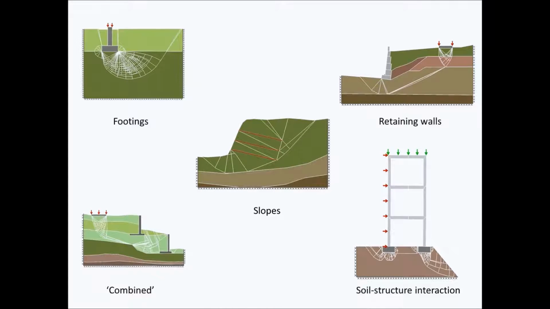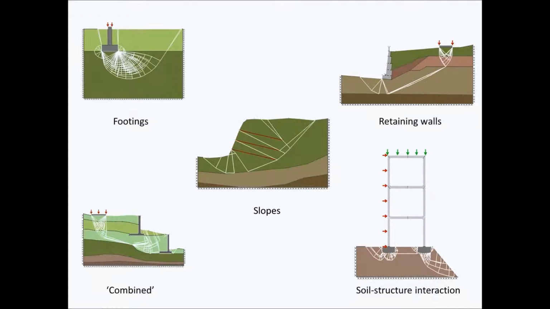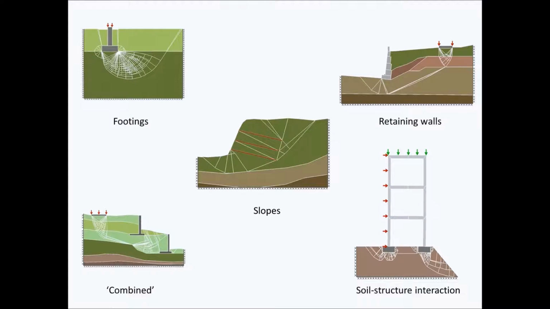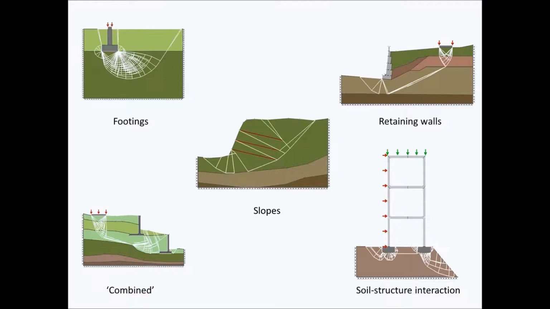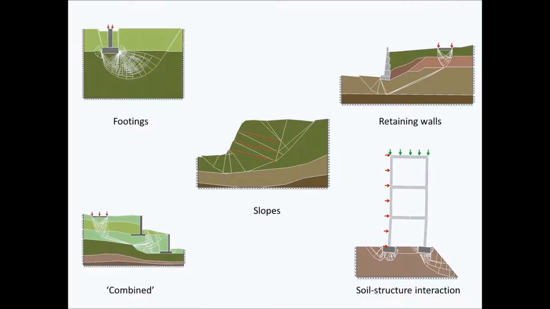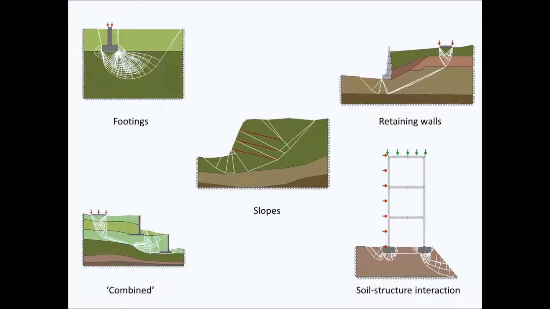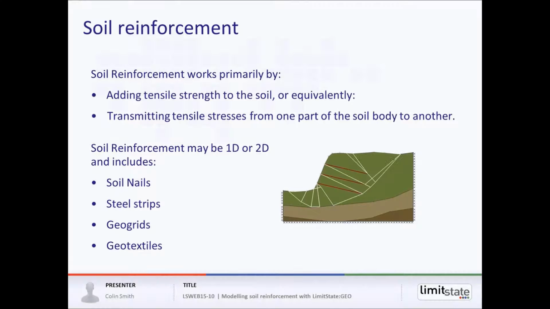Now, in geotechnics, such an approach allows LimitState GEO to determine the collapse state for any problem geometry. It's able to model slopes, retaining walls, structural elements, and soil reinforcement, as shown by some of these examples. And our aim today, of course, is to focus on soil reinforcement analysis. So just a little bit of recap of some of the basic theory so that we can see how that's implemented in LimitState GEO.